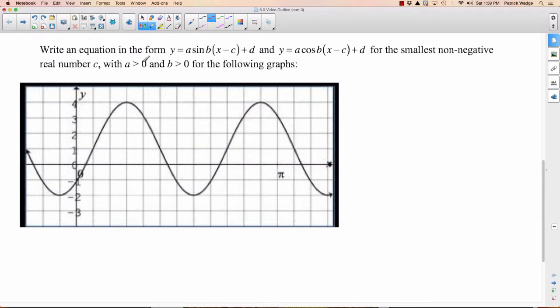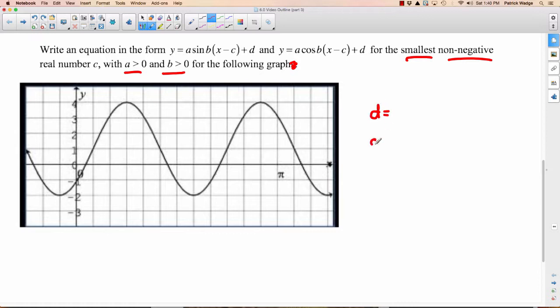We're going to write an equation in the form y equals a sine b, x minus c, plus d, and also y equals a cos b, x minus c, plus d, for the smallest non-negative real number c, where a is positive and b is positive, for this graph. It says following graphs, but it should say graph. That's a lot of information here. So basically you need to know what A, B, C, and D are in order to solve it. I'm actually going to write it in a different order.